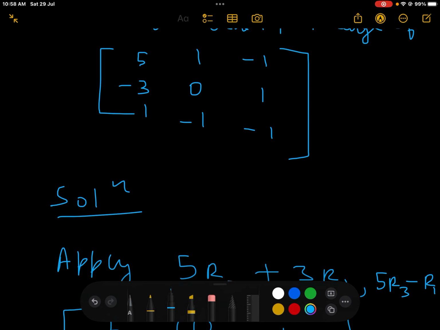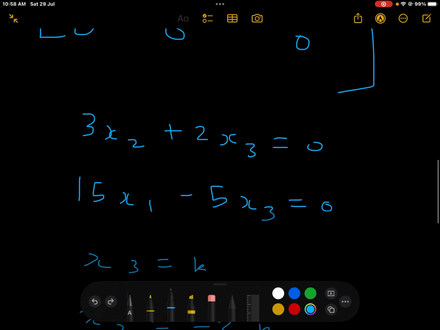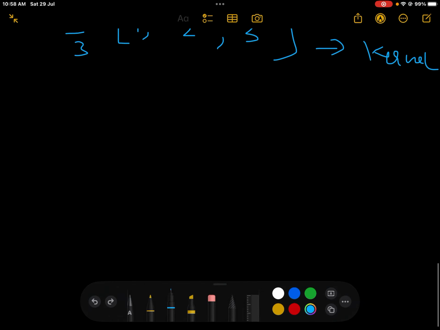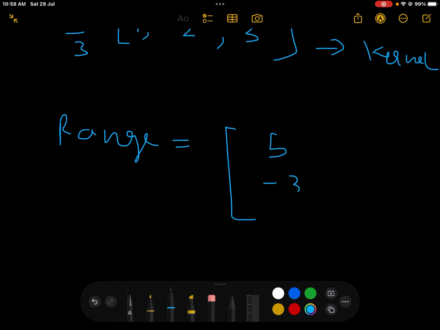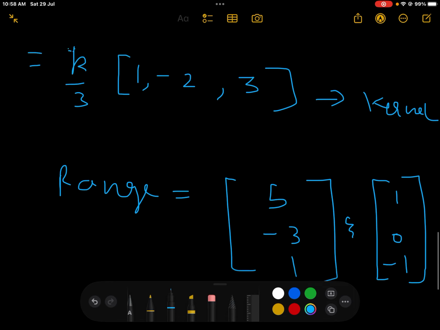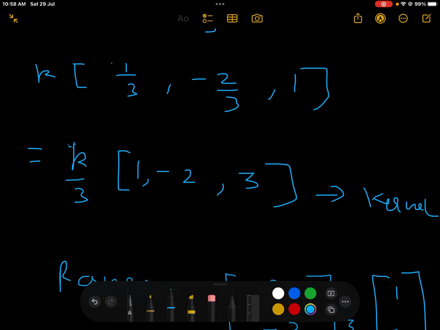Now both these columns, 5 minus 3 1 and 1 0 minus 1, will become our range for the given matrix. So our range will be the span of 5 minus 3 1 and 1 0 minus 1. So this is our range and this is our kernel.